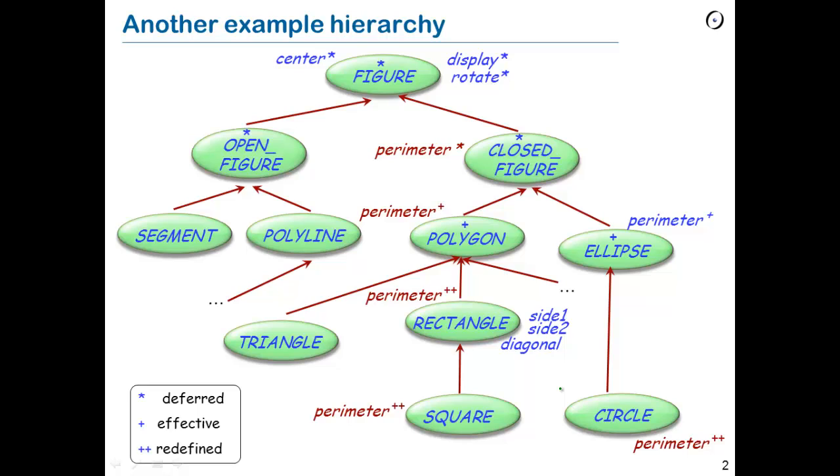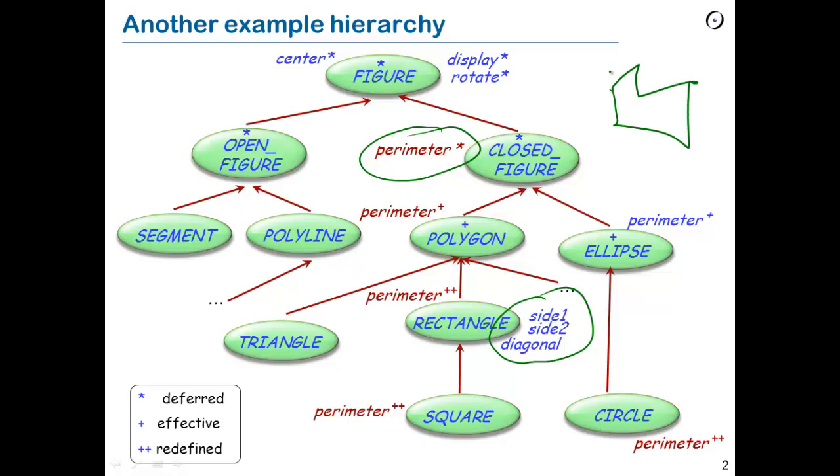Now, at the level of rectangle, we have features like side 1, side 2, and diagonal. These are the sides of a rectangle. Higher, at the level of polygon and closed figure, we already have a notion of perimeter. Note that for closed figure, perimeter is deferred, because we know that every closed figure will have a perimeter that can be computed, but how we compute it depends on the kind of closed figure that we have. So for that reason, we state at the level of closed figure that there is a need for a feature perimeter, and we only implement that feature in descendants, like polygon, like rectangle, or like square.